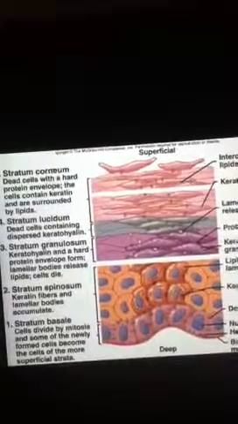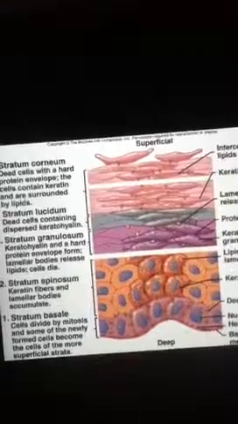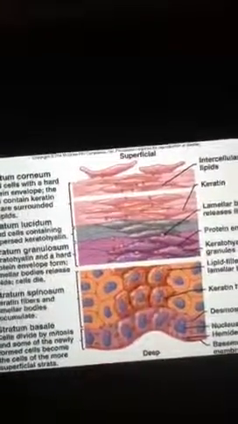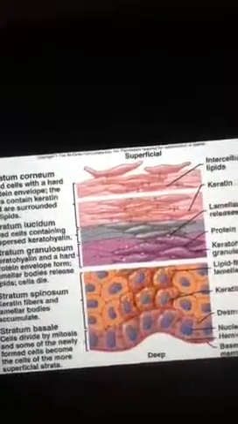As they leave the stratum granulosum, they die and form the clear stratum lucidum. The outermost layer, the stratum corneum, is 20 to 30 cell layers thick, but it accounts for about 3/4 of the epidermal thickness.